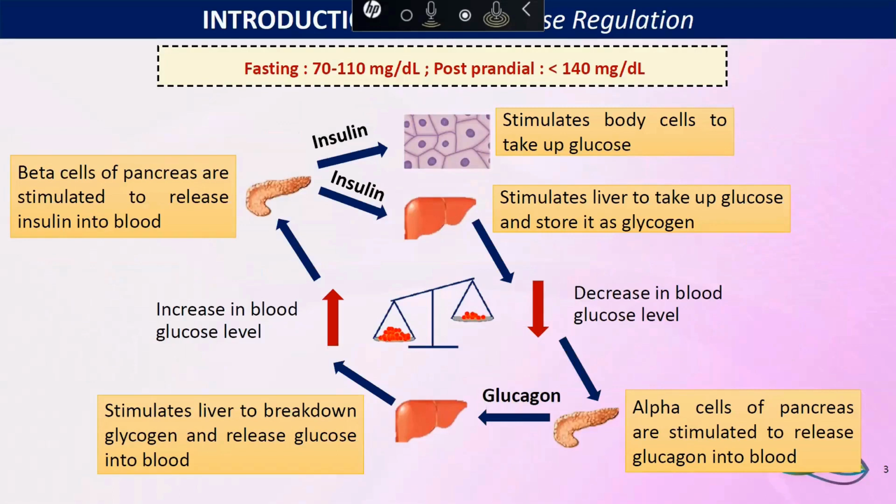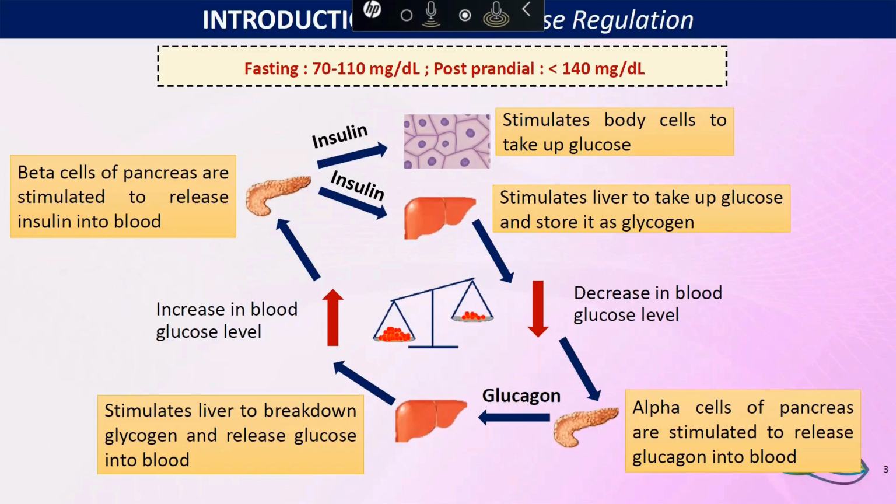So as you know, glucose is the main source of energy in the body. It is the end product of carbohydrate digestion. In a healthy individual, glucose ranges from 70 to 140 mg per dL, and there is a mechanism in the body that actually maintains this. This is just a general introduction.